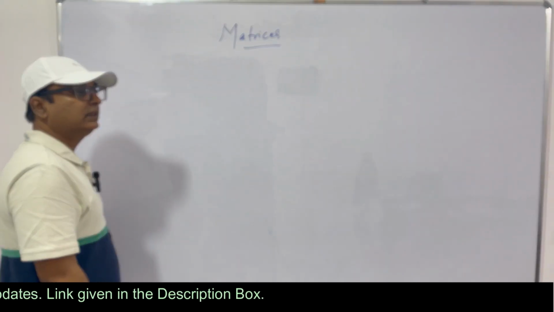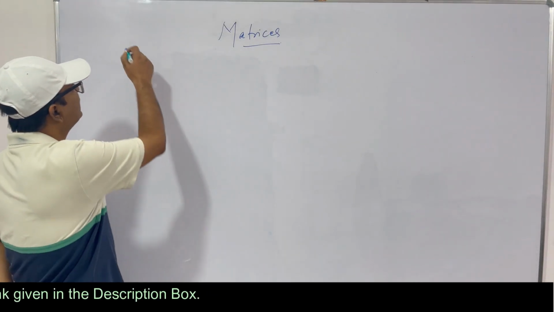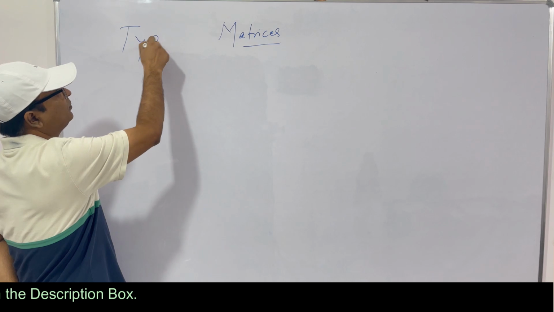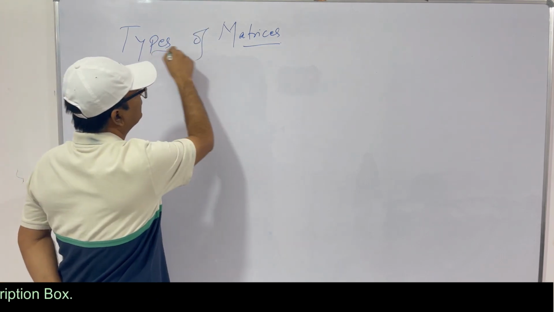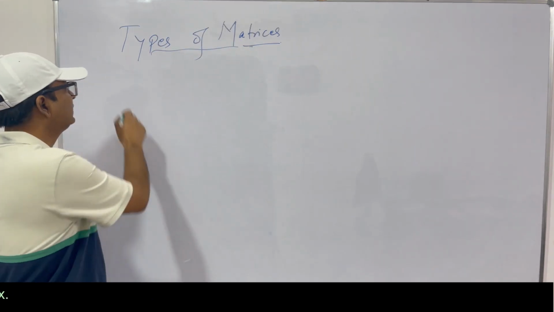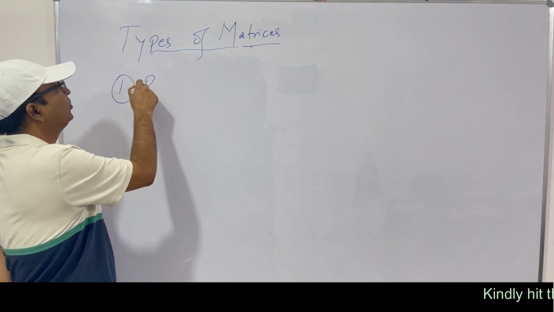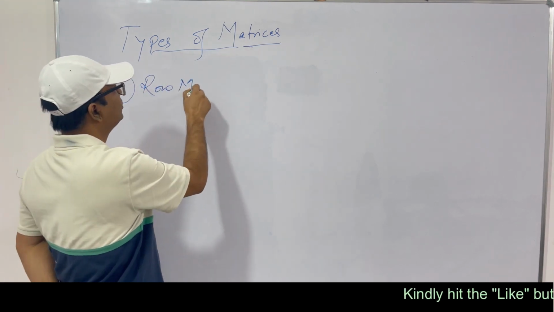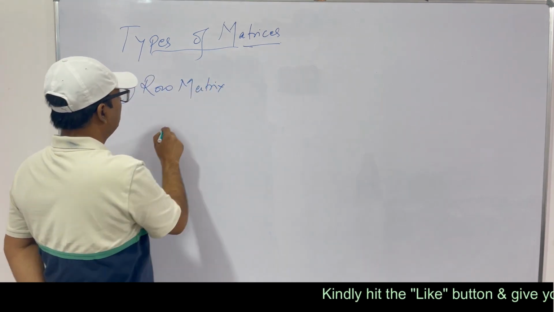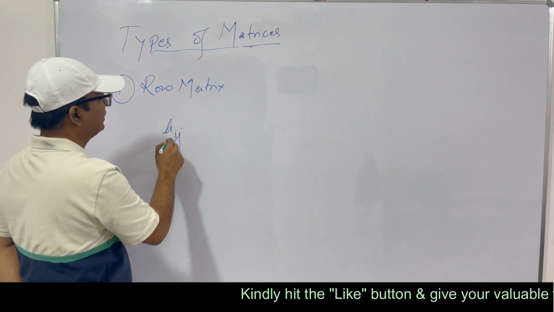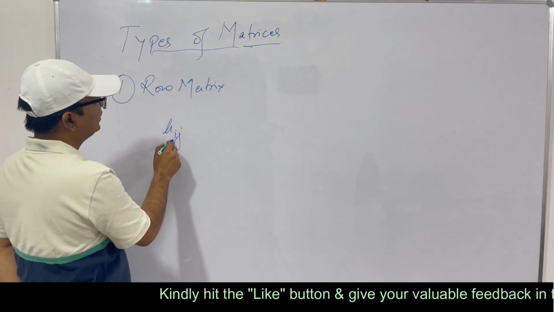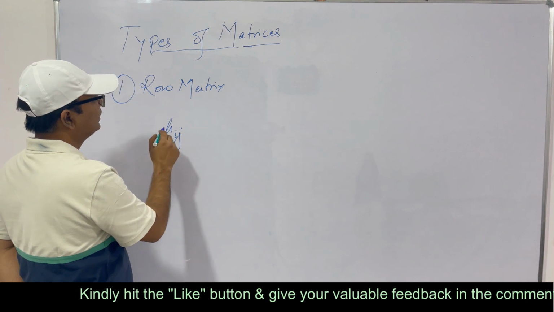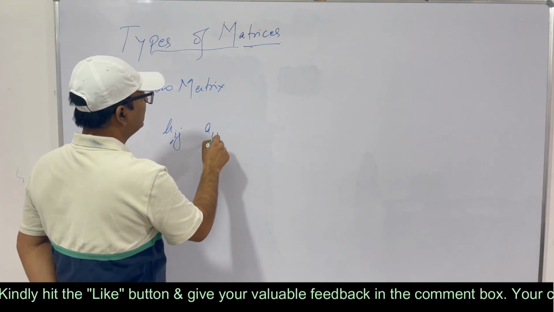Now let's see the types of matrices. We have several types of matrices. So types of matrices, this is our topic. First is called a row matrix. What is a row matrix? In our aij, i is the row index, so we'll have only one row, that is a1j.